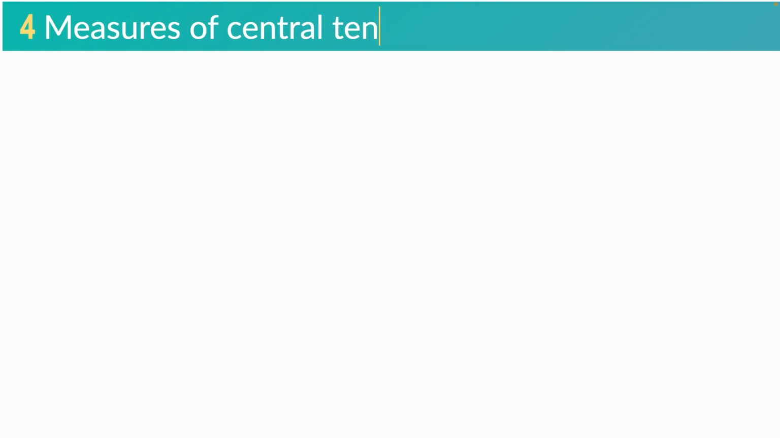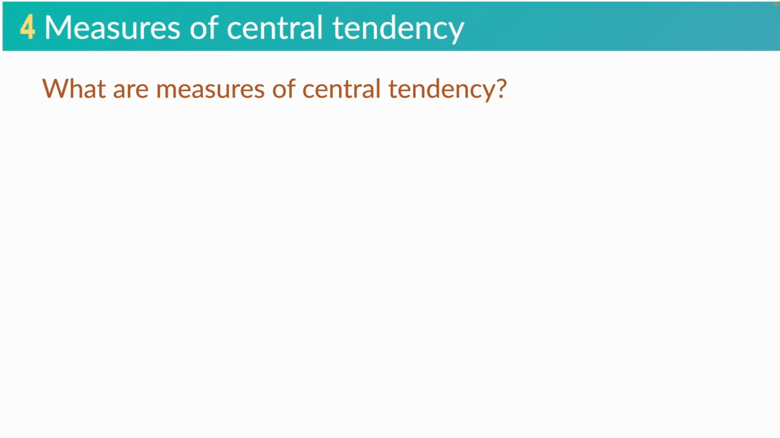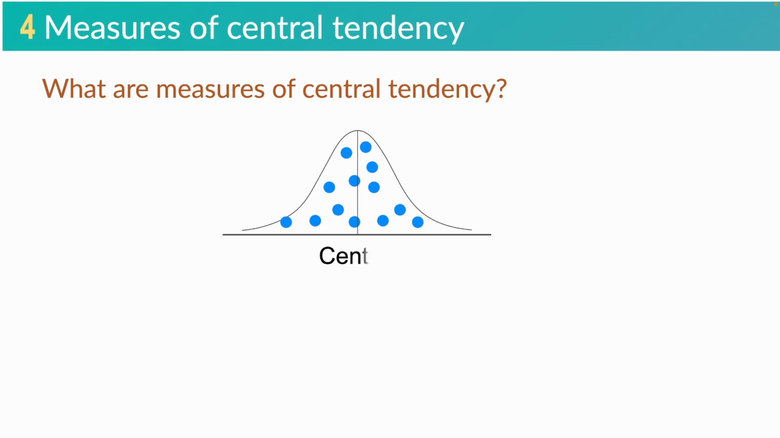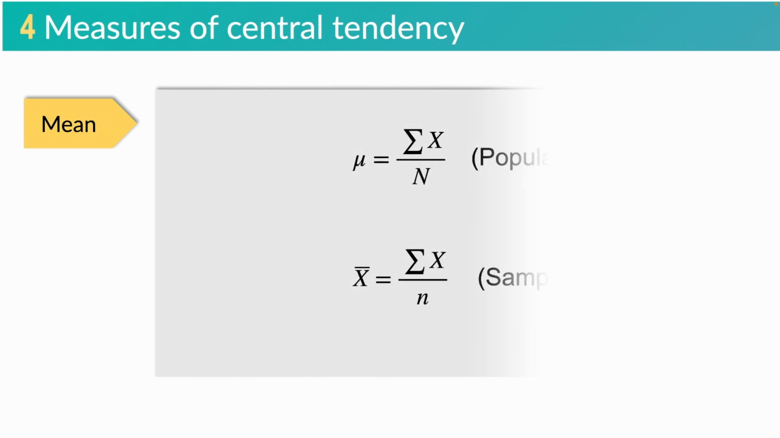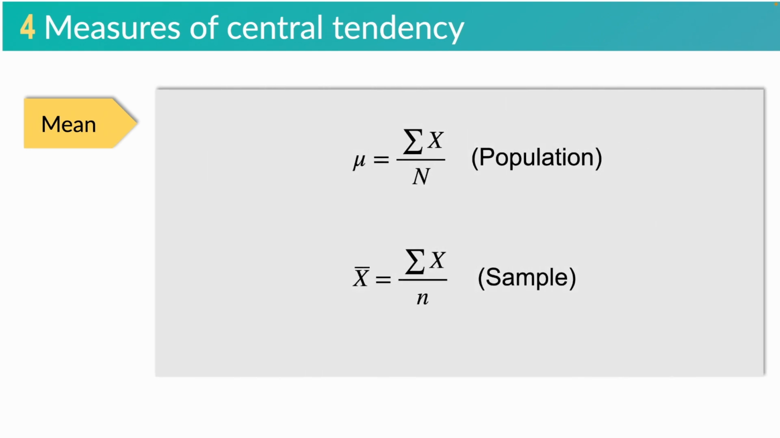In this section, we will learn the measures of central tendency. What are the measures of central tendency? The measure of central tendency attempts to approximate the center of a distribution and therefore determine the representative value of a dataset. Mean, median, and mode are three measures of central tendency. First, we will look into the mean.